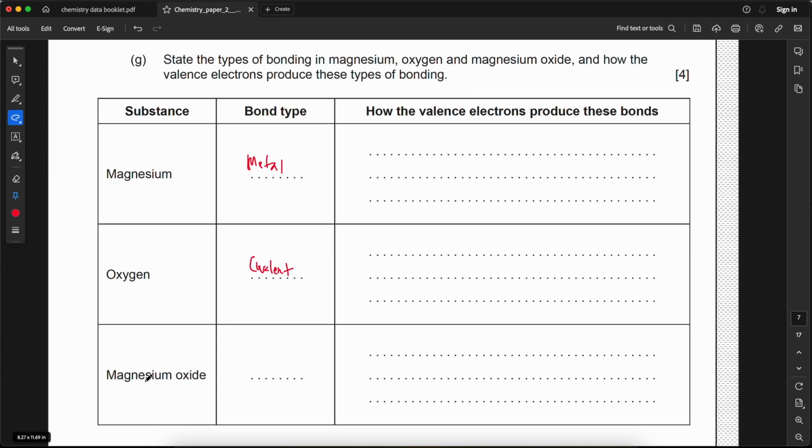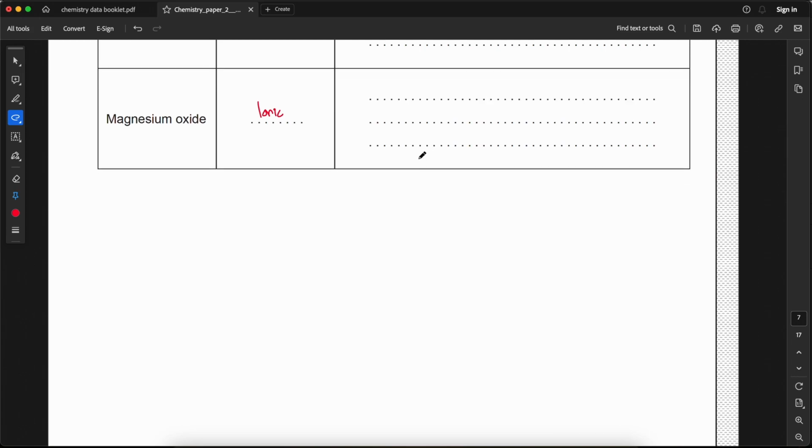Magnesium oxide: magnesium is a metal, oxide is a non-metal, so it would be an ionic bond. The bond between metal and metal is delocalized electrons throughout the lattice, attracted to cations. And covalent is shared electrons between atoms. And for magnesium oxide it is an ionic bond.